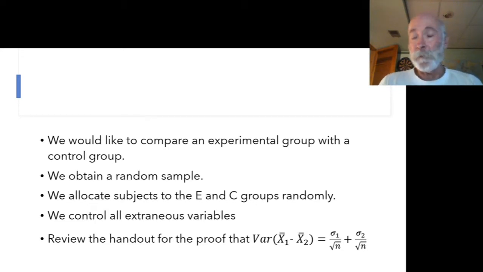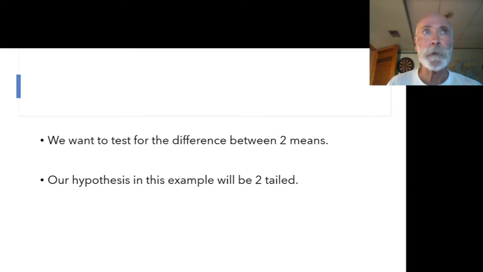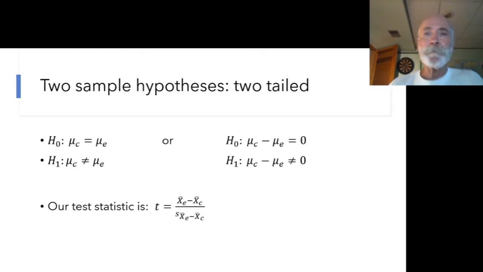And then what we're going to do here, just for review, just very briefly, is make sure that we understand the variance of the difference between the two means. So up to this point, we've just had to work with the variance of a mean. Now we have to deal with the variance of the difference between two means. And then what we want to do is test for the difference between those two means. And in this first example at least, we will have a two-tailed test because we don't know whether the control group or the experimental group is going to end up with a greater value.